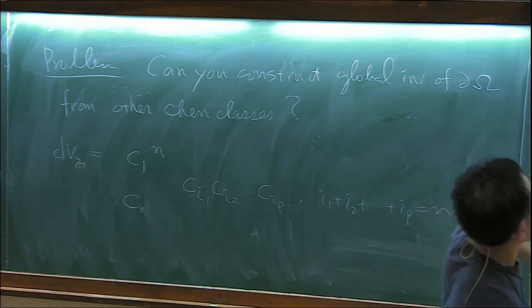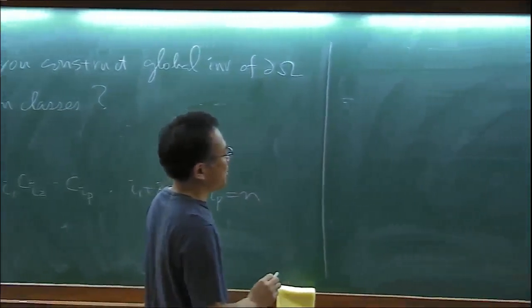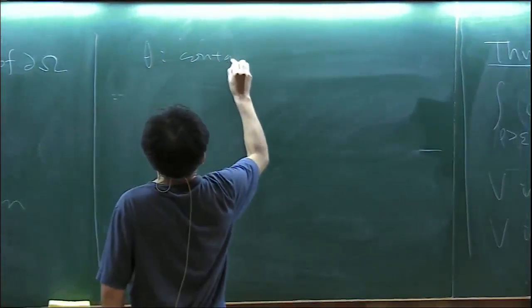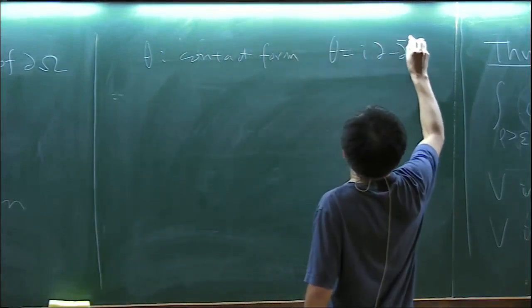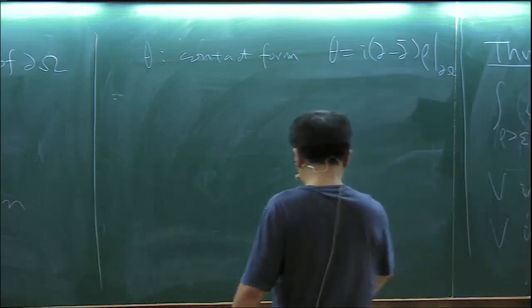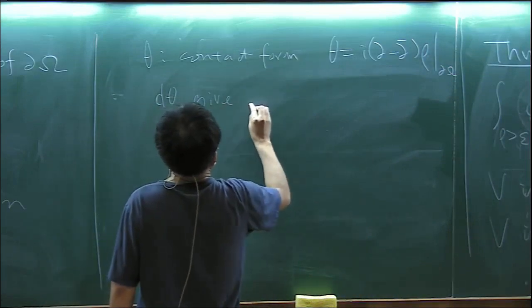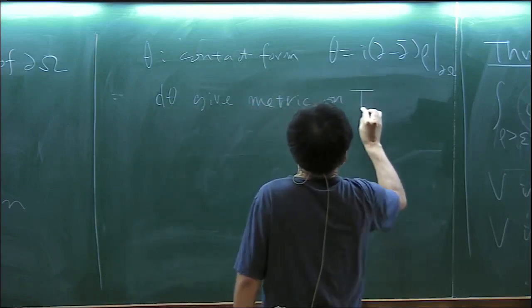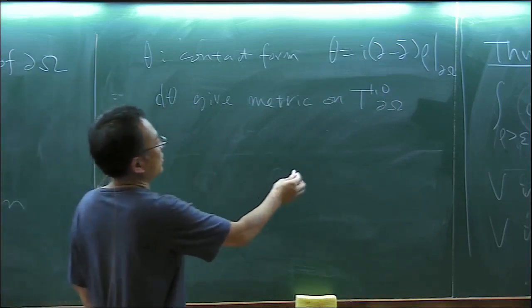I have 5 minutes. Okay, let me state the open problem. So theta is a contact form. For the embedded case, you can consider this and restrict to the boundary. So this gives a d theta, a metric on T^{1,0}.